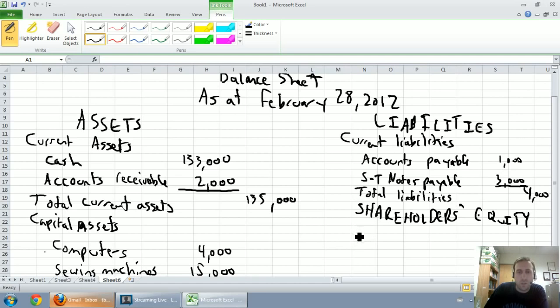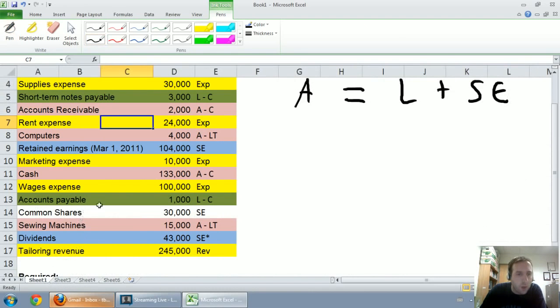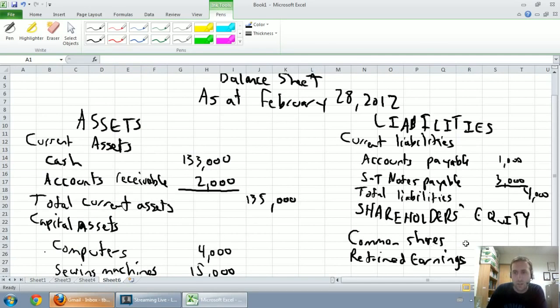Under shareholders' equity, we just have two accounts to list. We have common shares, and we have retained earnings. Our company's common shares are right there, the only thing I haven't highlighted so far. They're 30 grand. Let's fill that in.